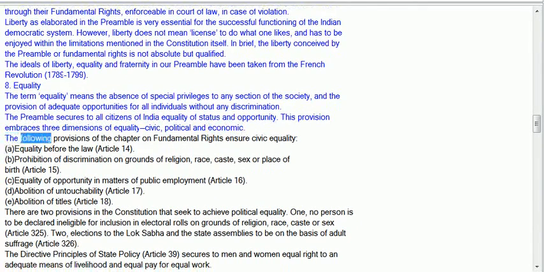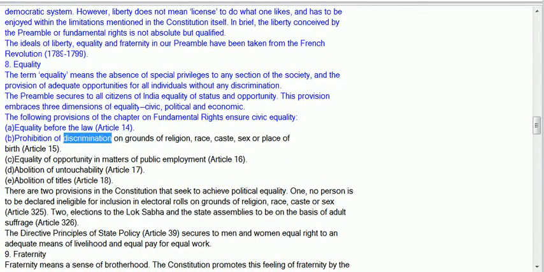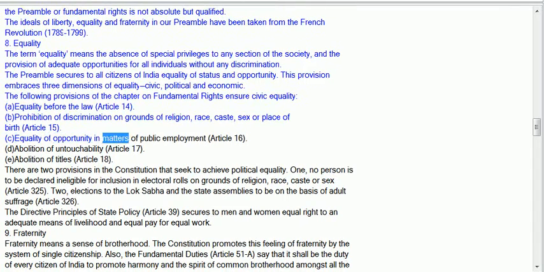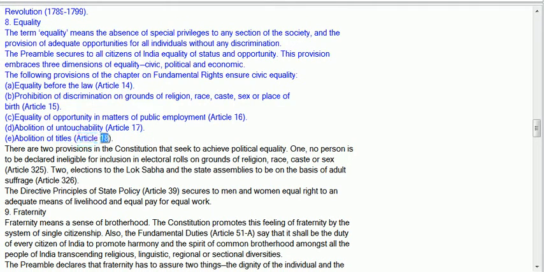The following provisions of the chapter on fundamental rights ensure civic equality. A. Equality before the law, Article 14. B. Prohibition of discrimination on grounds of religion, race, caste, sex, or place of birth, Article 15. C. Equality of opportunity in matters of public employment, Article 16. D. Abolition of untouchability, Article 17. E. Abolition of titles, Article 18.